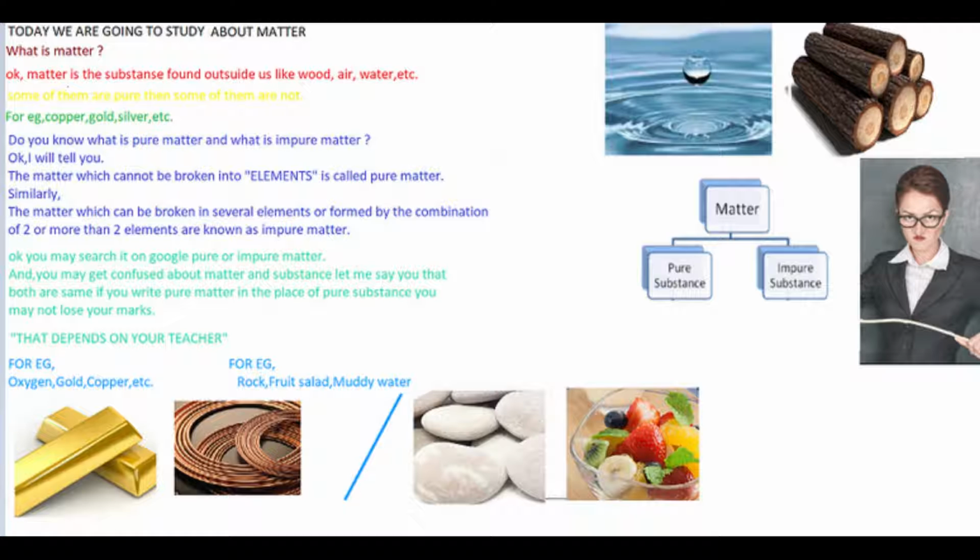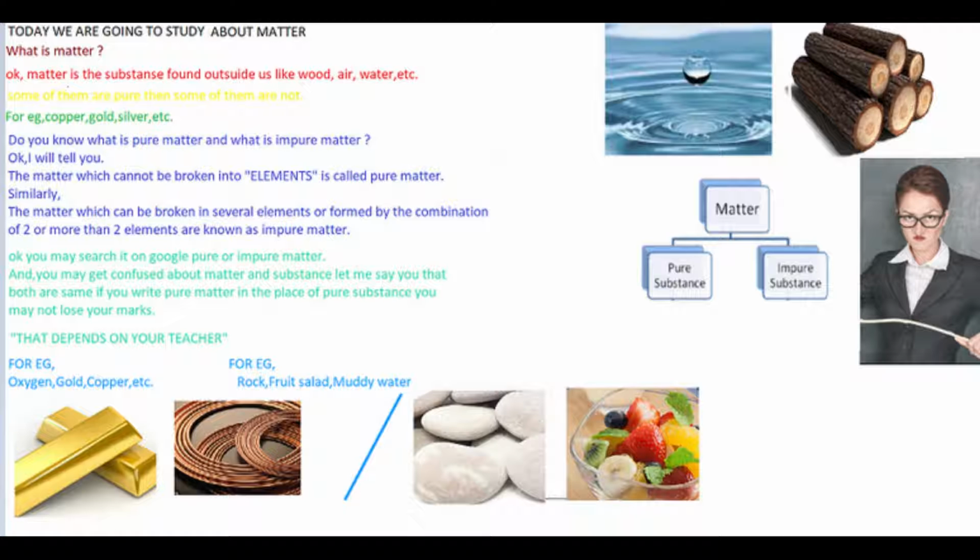The matter which cannot be broken into elements is called pure matter. Similarly, the matter which can be broken into several elements, or formed by the combination of two or more than two elements, is known as impure matter. You may search it on Google, pure or impure matter, but it may show you substance. So there is no big difference between matter and pure substance. That depends on the teacher, whether she or he will give you marks or not.